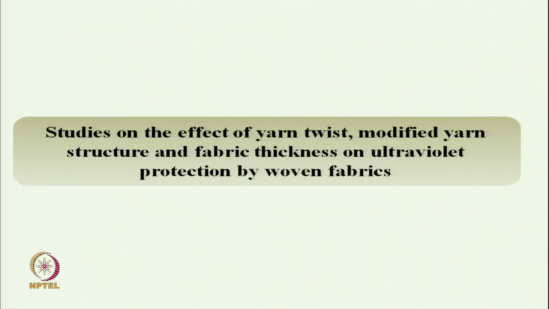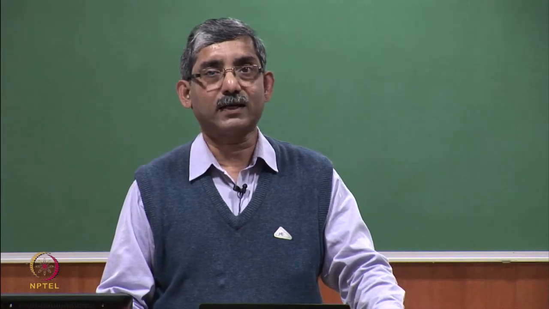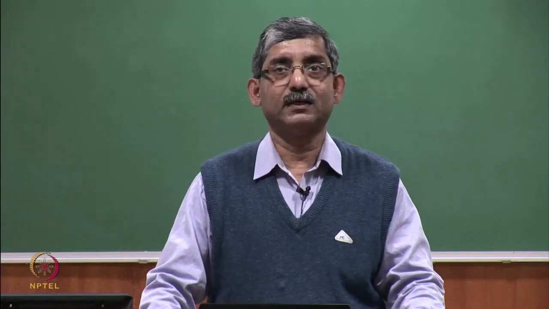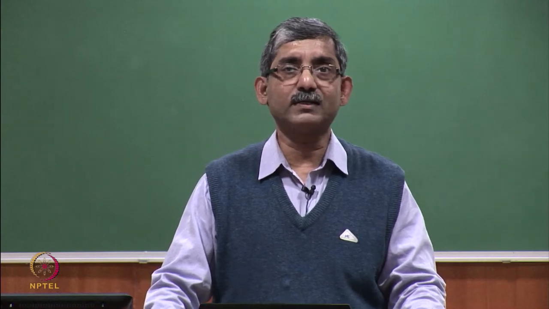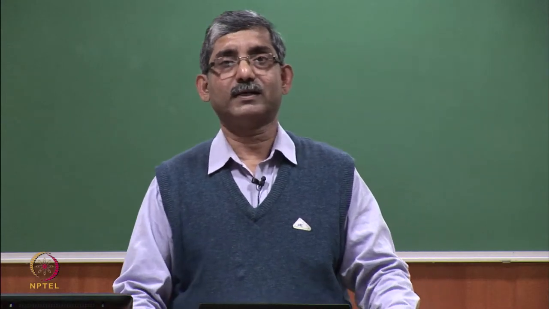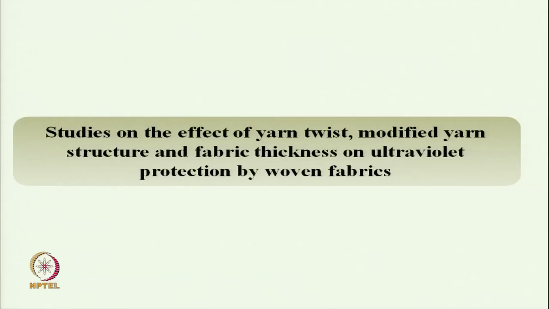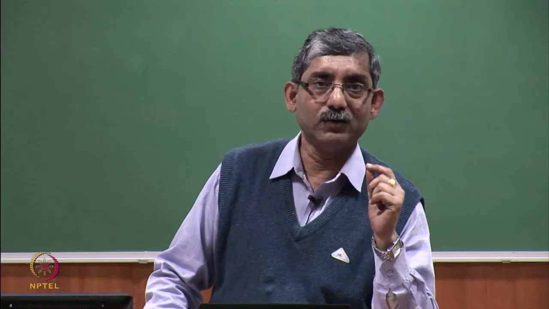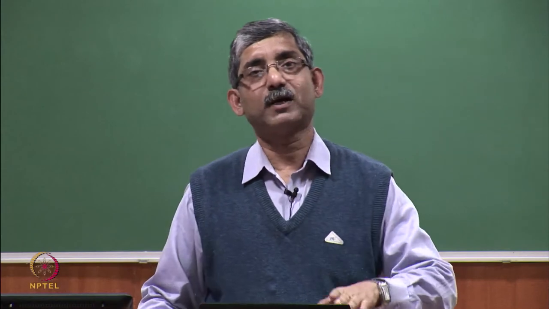Now, we will see the effects of yarn twist, modified yarn structure and fabric thickness on UV protection of woven fabrics. So, these are the parameters which directly affect the UPF of woven fabrics. First, we will see the yarn twist. Modified yarn structure means here we have created the hollow structure, and it is compared with the normal yarn, and fabric thickness was varied by changing the yarn count, the yarn linear density, keeping the mass per unit area the same.